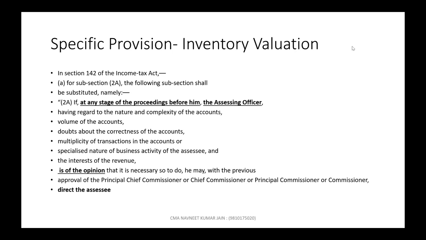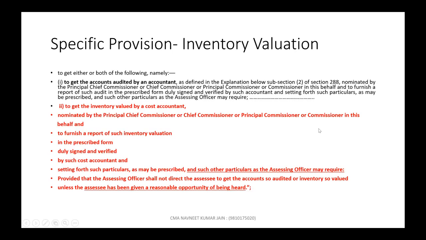If he is of the opinion, he may, with the previous approval of four categories of officers, that is PCC, Principal Chief Commissioner, CC, Chief Commissioner, PC, Principal Commissioner, and CIT, Commissioner of Income Tax, direct the assessee to undertake two things: to get the accounts audited by an accountant, either or both of the filings specifically mentioned.